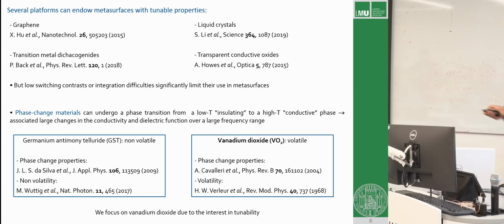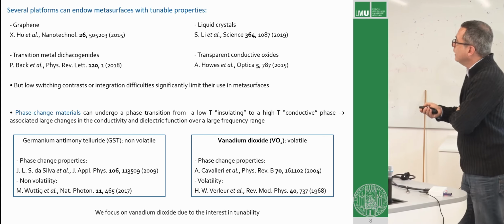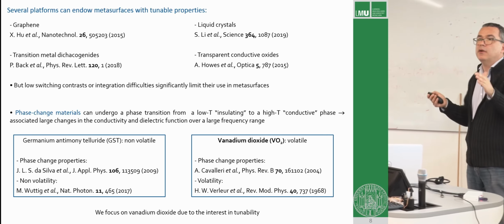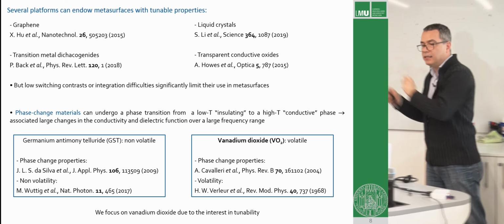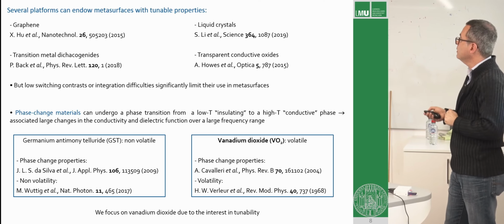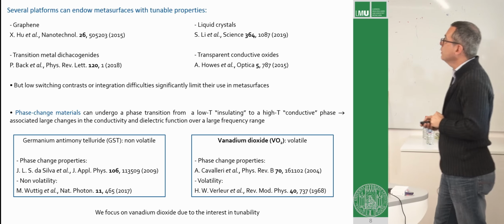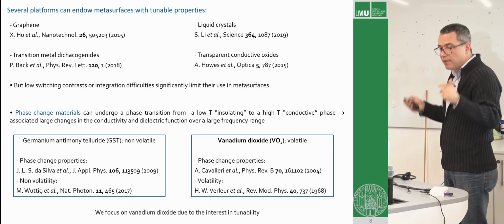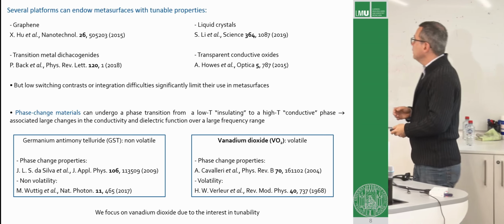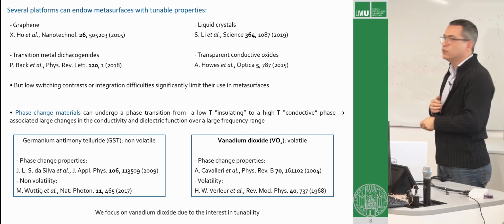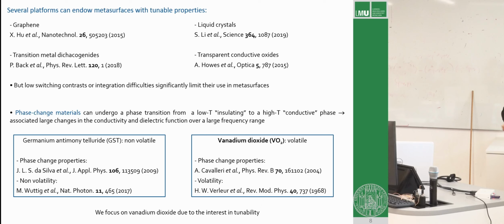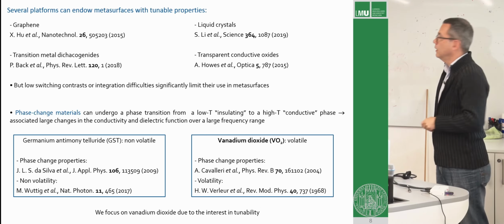And then the phase change materials come into play, right? Normally these phase change materials can undergo a phase transition between a low temperature type and a high temperature type. Normally you associate the low temperature with an insulating phase and the high temperature with a conductive phase, right? And these changes can be very large, allowing large switching contrasts. Two main actors play the role in this phase change materials community. One is the germanium antimony telluride, so the GST, which is a non-volatile phase change material.